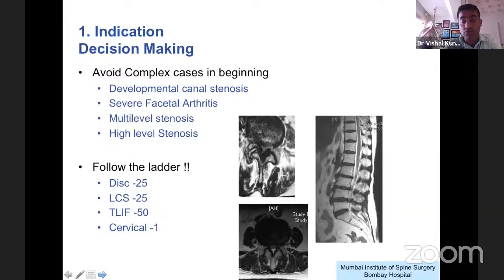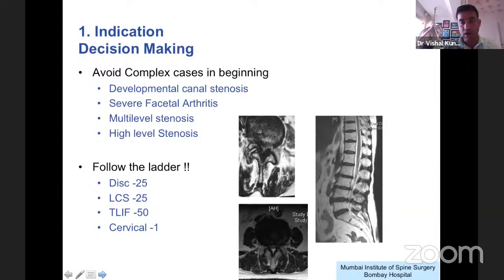Severe facetal arthritis, you may end up not only doing inadequate decompression in order to save the facet, but you may actually sacrifice the facet, resulting in iatrogenic listhesis or injury. And that is why in cases like these, multi-level stenosis can not only lead to surgeon fatigue, but also larger volumes of bleeding, and the basic principle of MIS may completely get lost. And that is why one must try to follow the ladder.